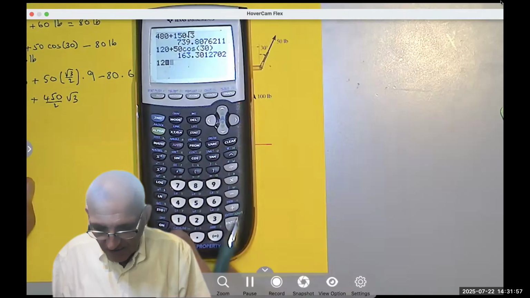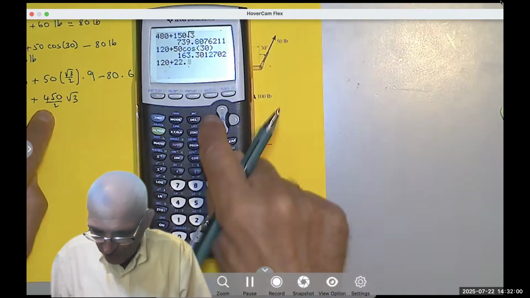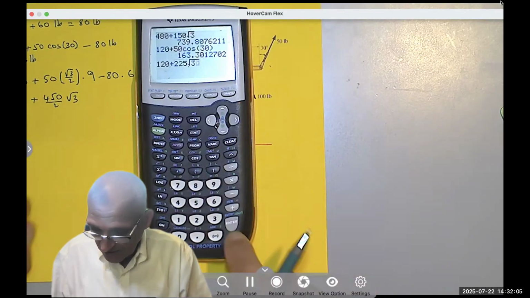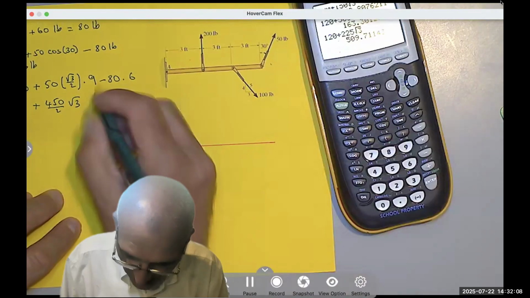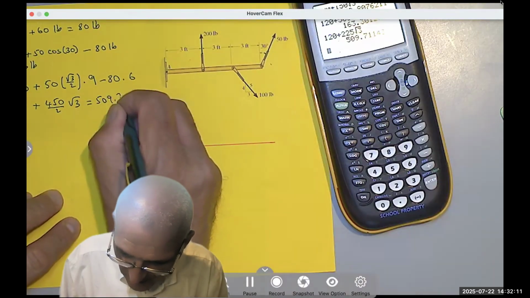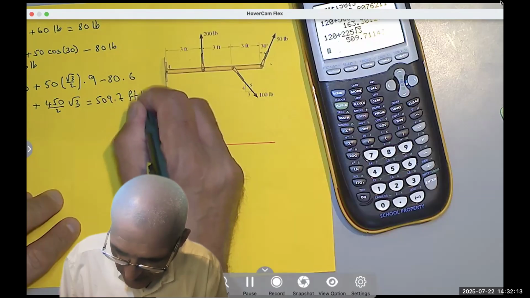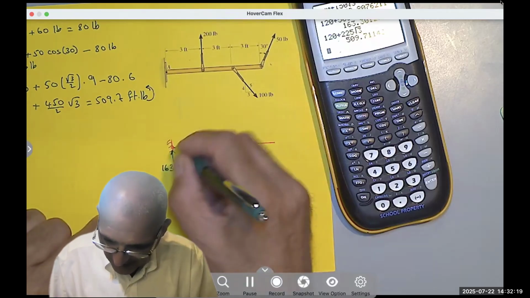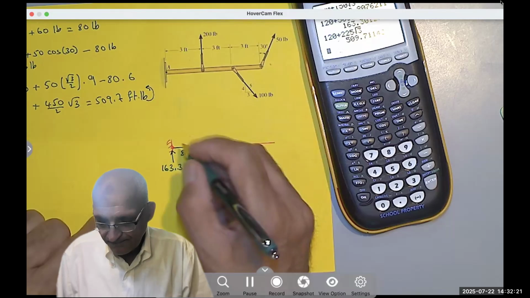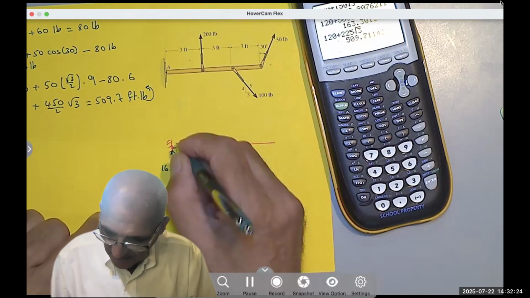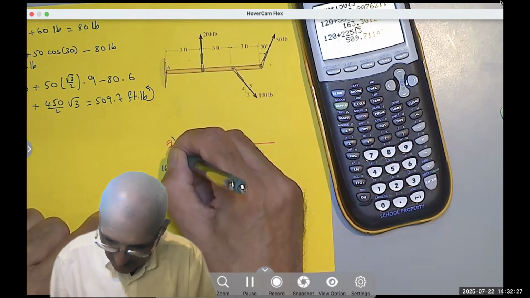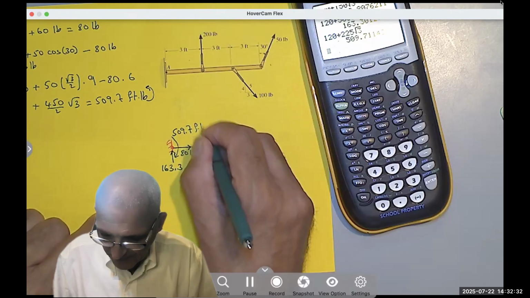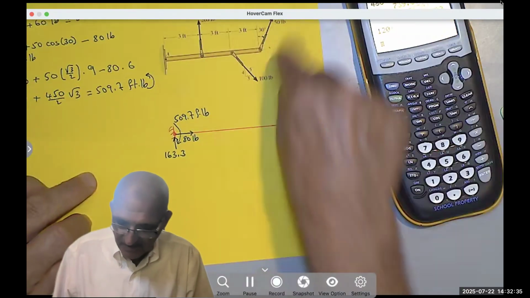So I get 120 plus 225√3, which is the same as 450 cosine 30. I get 509.7 foot-pounds, and it's counterclockwise, meaning positive. So really, I replace those with a moment in this direction of 509.7 foot-pounds. So I replace this whole system by a single force.